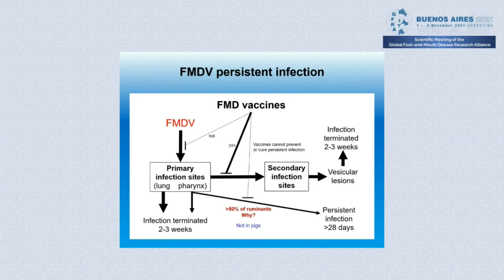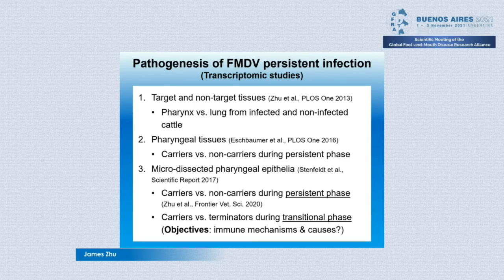After FMD infection, 50% of ruminants become persistently infected in pharyngeal epithelia. But the persistent infection is not found in pigs. The immune mechanism and causes are unknown. We use gene expression profile to understand the mechanisms. The study has been reported in 4 publications.